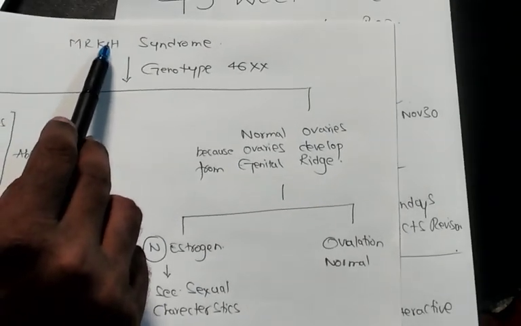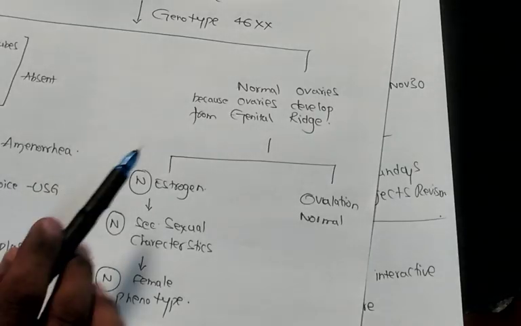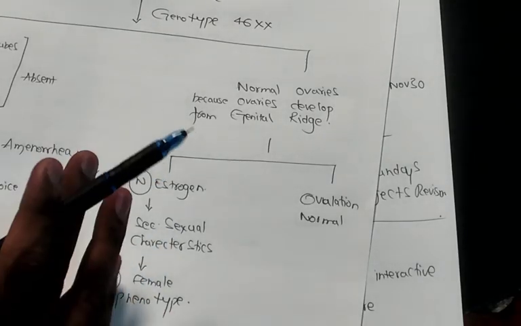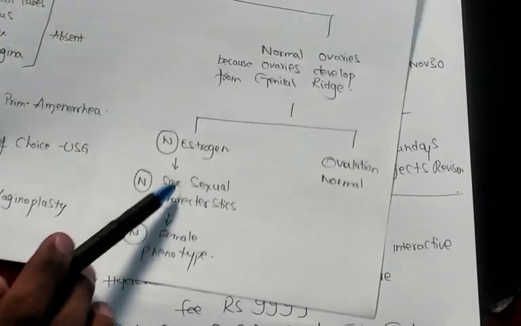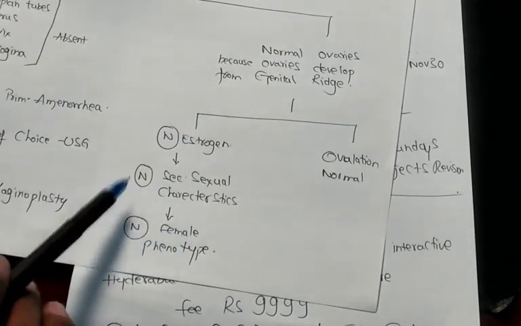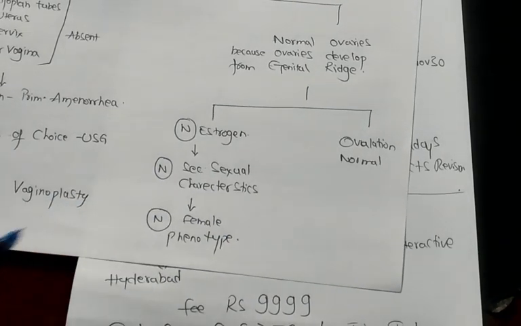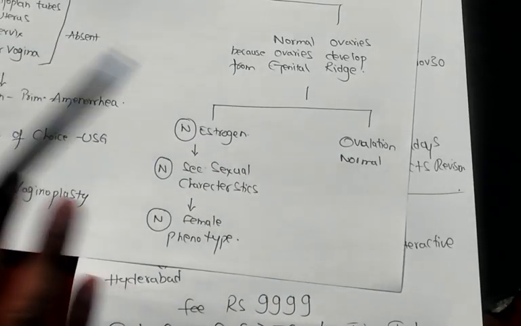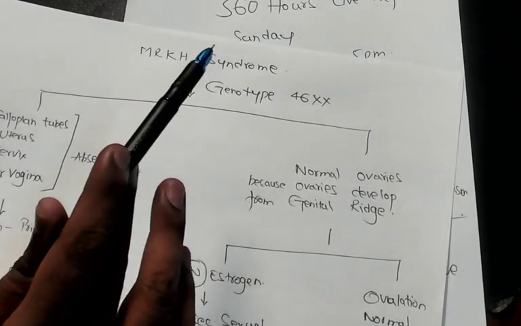Now, doctor, in Mullerian agenesis, ovaries are normal. Ovaries have nothing to do with the Mullerian duct, because ovaries develop from the genital ridge. That is the reason they will have normal estrogen, normal secondary sexual characters, normal breasts, normal female phenotype, and normal ovulation happening. So that is the story you should remember about Mullerian agenesis and Mayer-Rokitansky-Kuster-Hauser syndrome.